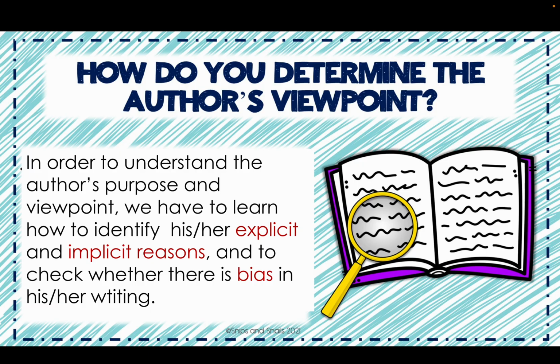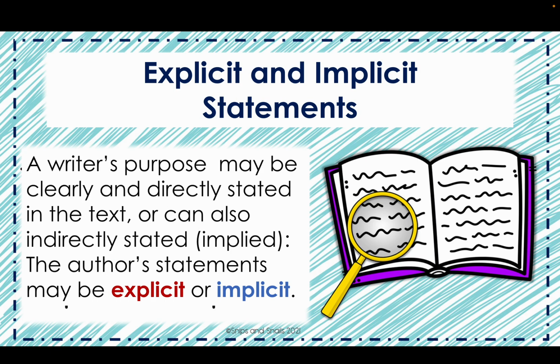In order to understand the author's purpose and viewpoint, we have to learn how to identify his or her explicit and implicit reasons. So, take note of those terms and check whether there is bias in his or her writing. A writer's purpose may be clearly and directly stated in the text, or can also be indirectly stated. When an author's statement is directly stated, we call it an explicit statement. And if the author is just hinting on what his intentions are, that's what we call an implicit statement.